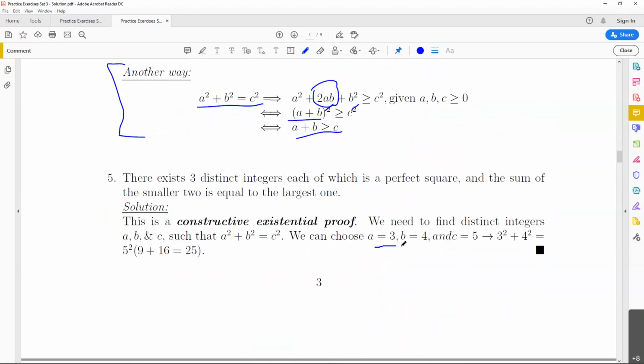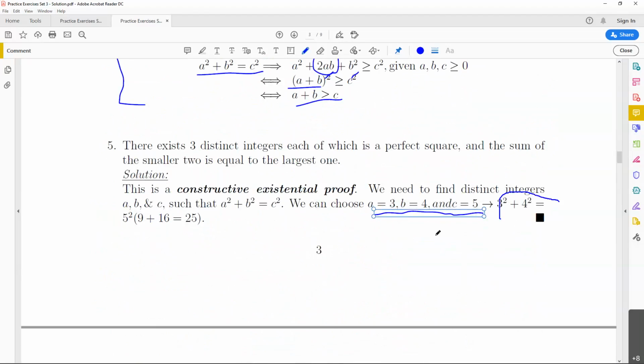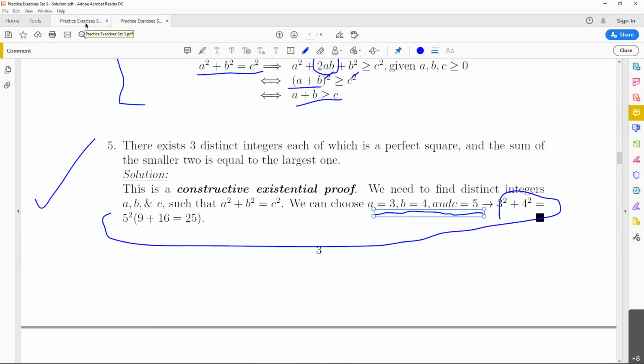So if we choose a to be 3, b to be 4, and c to be 5, you get something that works. 9 plus 16 is 25. So that's it for part 5. You just find an example that works.